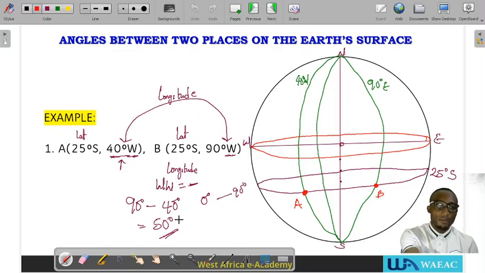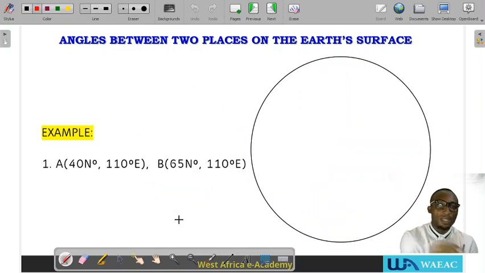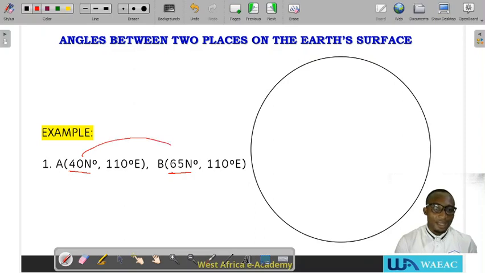So in order to save time, you know how to locate a point on the Earth's surface. So I'll just calculate the angle because of time. You can demonstrate and practice how you can locate this. If you look at this now, this is 40 degree north and this is 65 degree north. The angular difference is latitude.